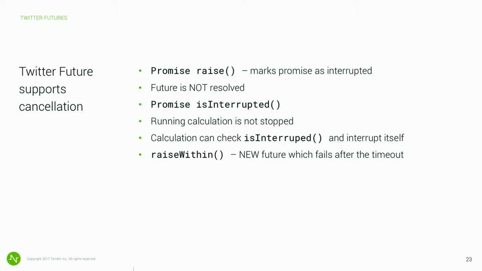Another big reason that you might use Twitter futures is cancellation. But cancellation is not as permanent as maybe you'd think. So from the promise side, you can interrupt by using raise, where you pass an exception as you raise it. The future is not resolved, but it's marked as interrupted. And then inside the running calculation, you can check for interruption. I'm going to speed up just a little bit. There's also a raiseWithin that can add a timeout and will automatically raise your future with an exception when the timeout expires. So let's look at that.